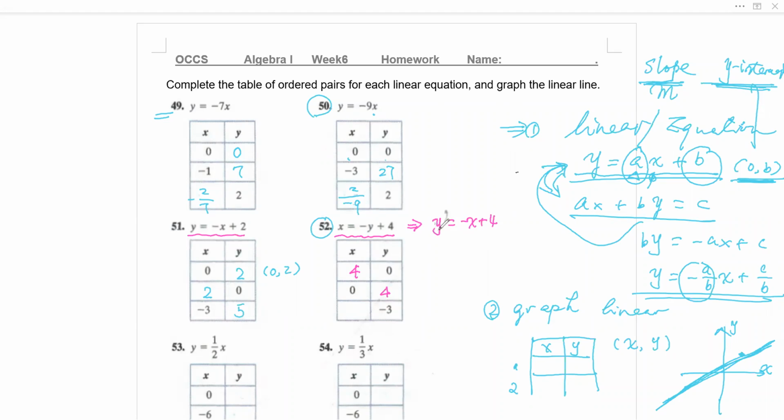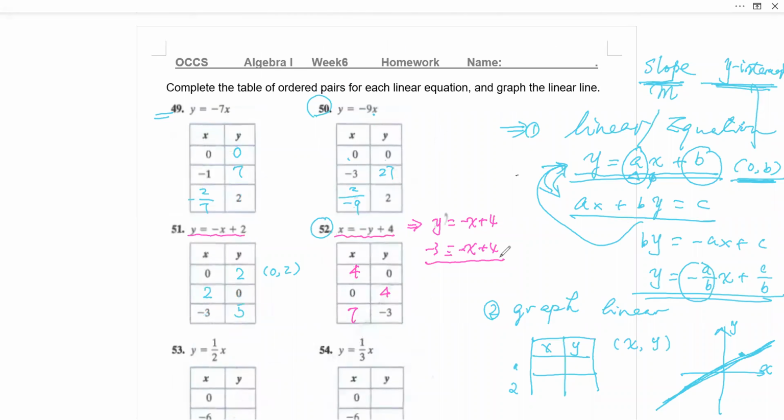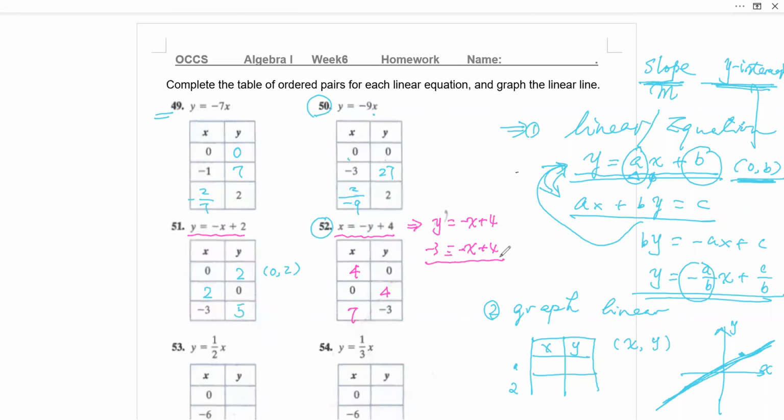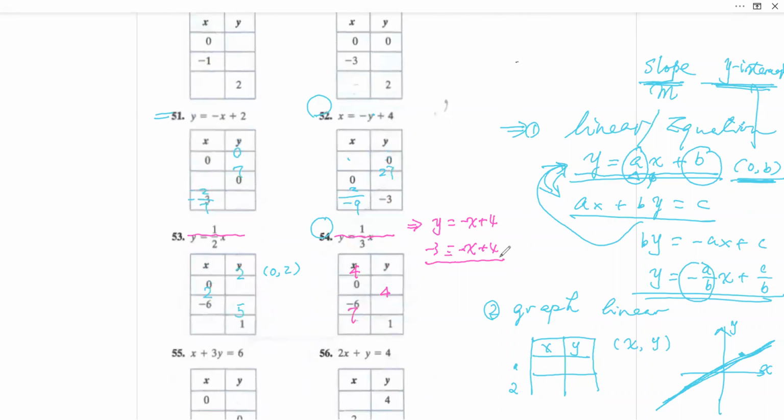When y equals -3, what is x? Replace it here, so your x is 7, right? That should be easy for everyone. You guys have no challenge here, right? Should be no challenge. Right, let's move on.